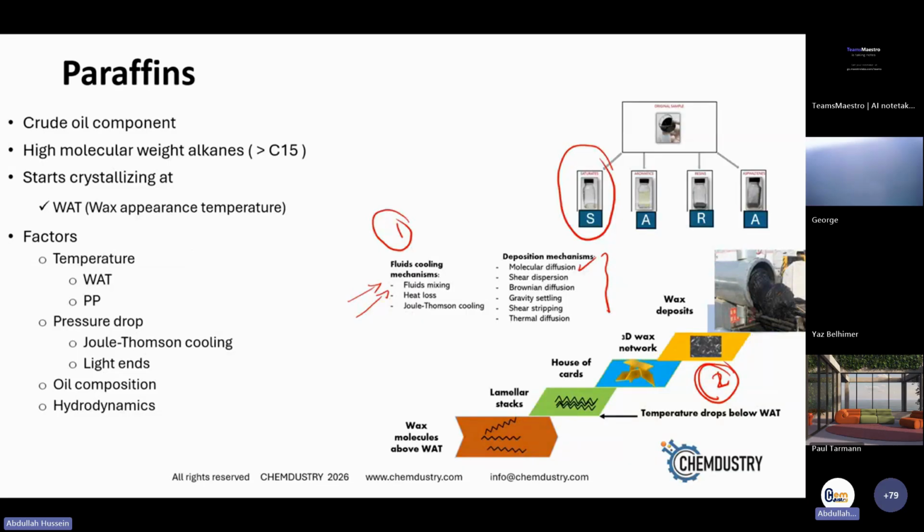That's why you need to have a full system temperature profile, and you need to know the crude oil wax appearance temperature and pour point, because these will tell you where the wax is going to start forming and how bad the flow is going to be after that. You also need to know the system pressure profile, because the pressure drop can induce wax deposition because of the Joule-Thomson cooling or because of the loss of the light ends. Also, the oil composition is very important, and the system hydrodynamics.